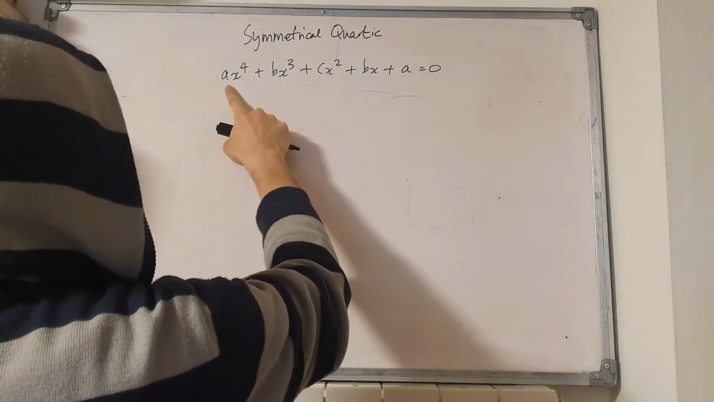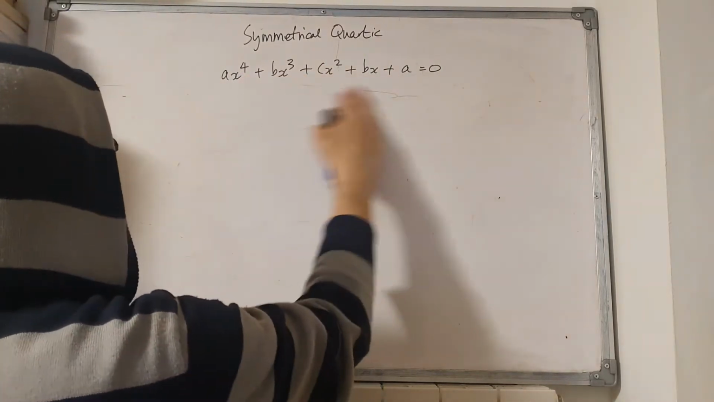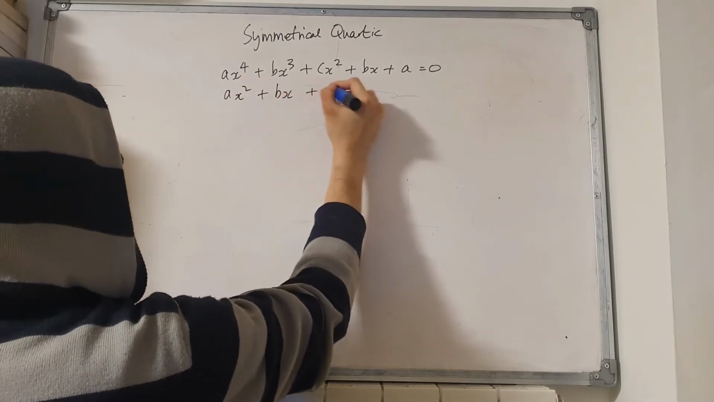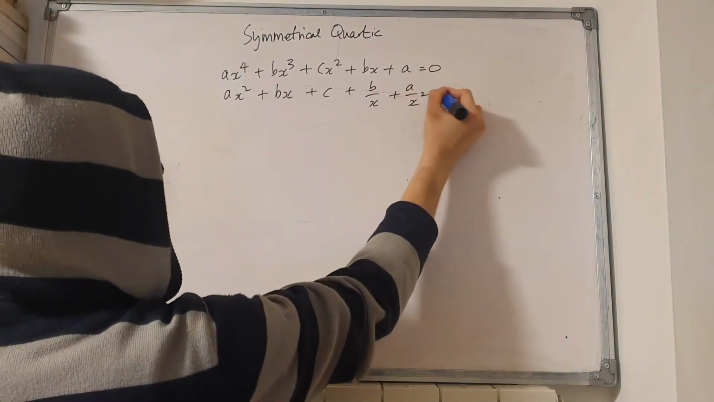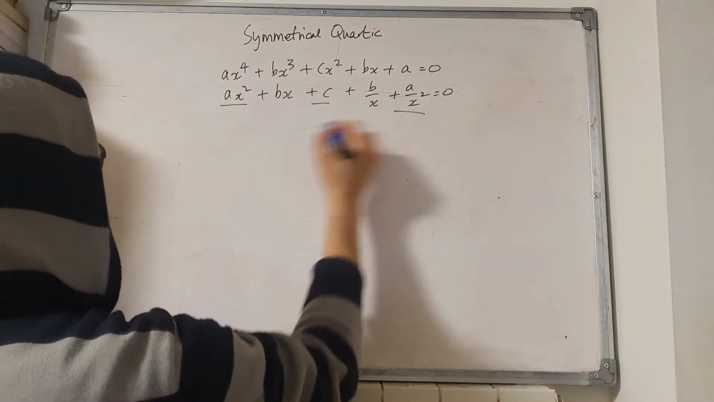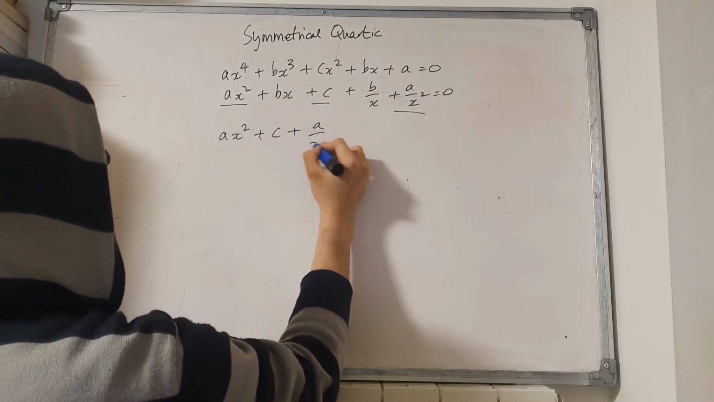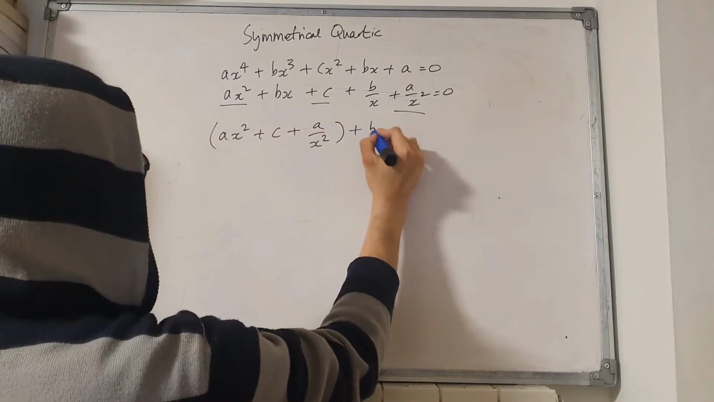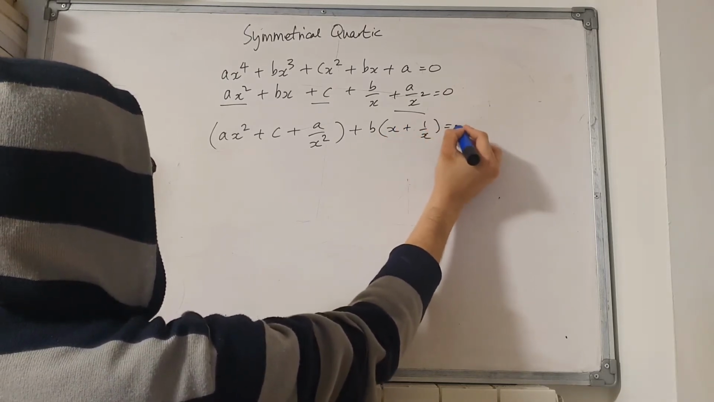Can you see that's a, b, c, b, a, and 4, 3, 2, 1, 0. Right, we're going to divide everything by x squared. So ax squared plus bx plus c plus b over x plus a over x squared, and that is equal to 0. Now we're going to group the alternating terms together. So ax squared plus c plus a over x squared, and then I'm going to take the b out, so you have b times x plus 1 over x, equal to 0.